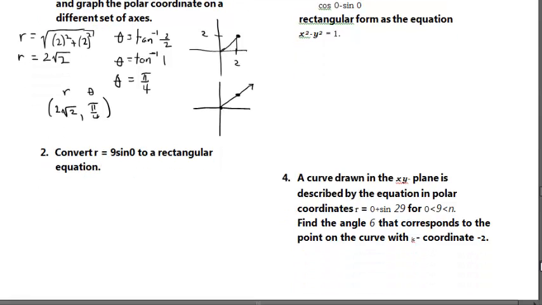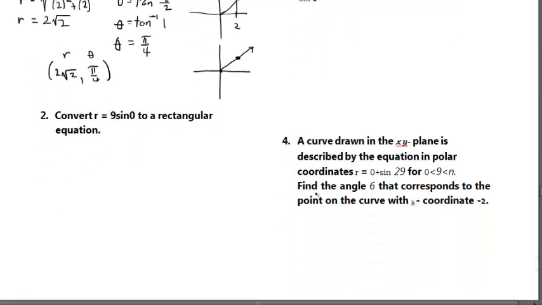For problem 2, convert this polar equation to a rectangular equation. So that means I want to get rid of r and theta, and I want an equation with x's and y's. Thinking about the conversion formulas that are up above, this is the equation we're working with, and it closely looks like y equals r sine of theta.